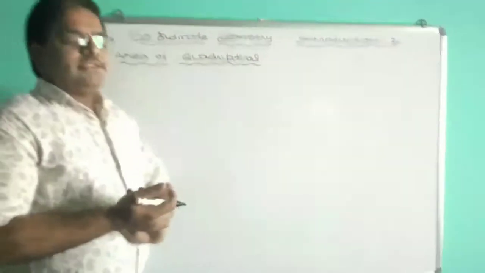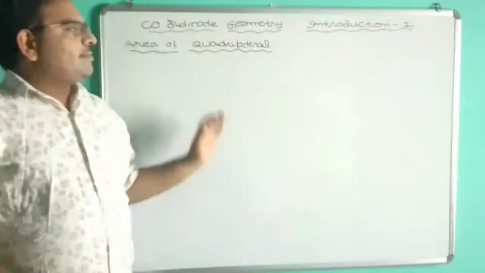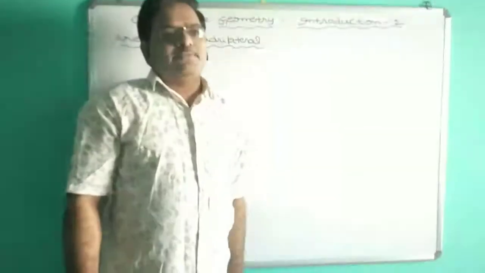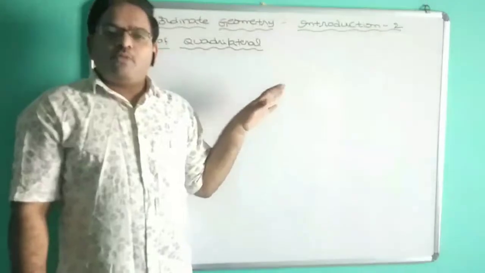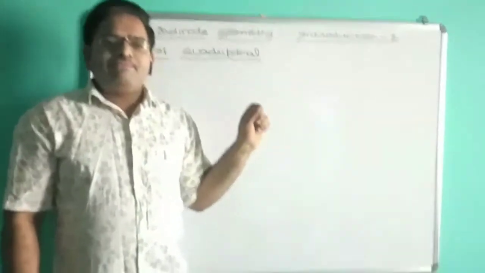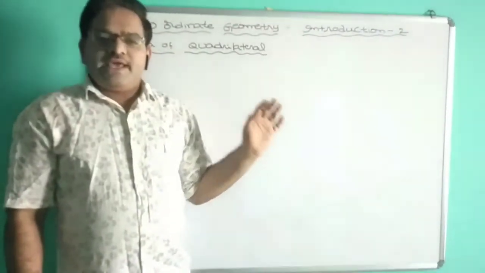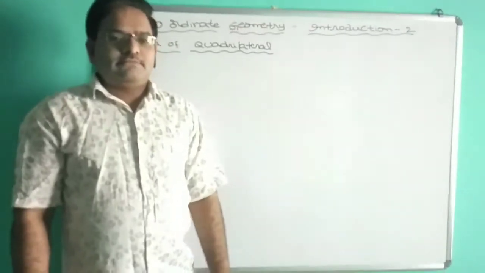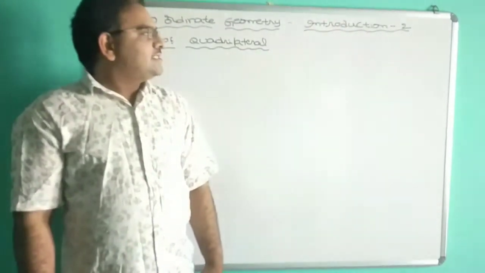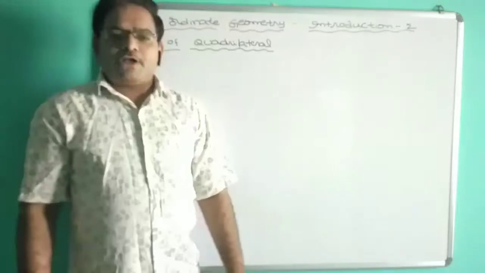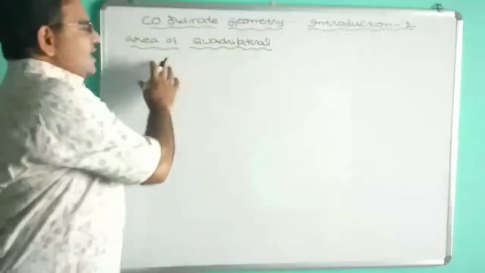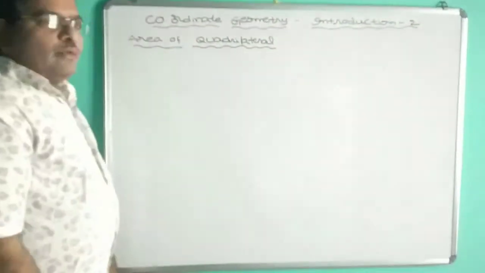Now, the last section in coordinate geometry, introduction part 1, was explained. In that introduction part 1, the distance formula, section formula, and area of the triangle concepts were discussed. Now, in this section, under introduction part 2, how to find the area of a quadrilateral.